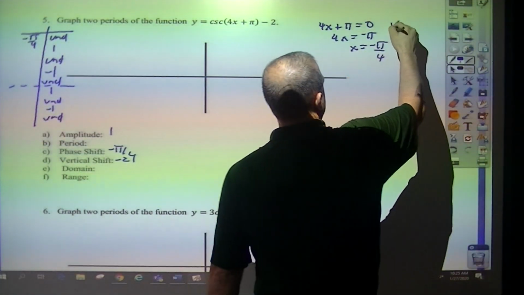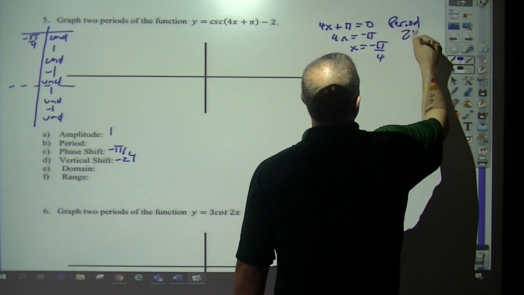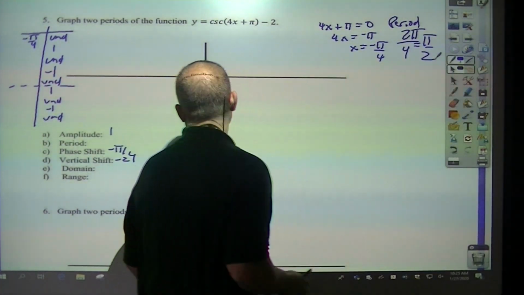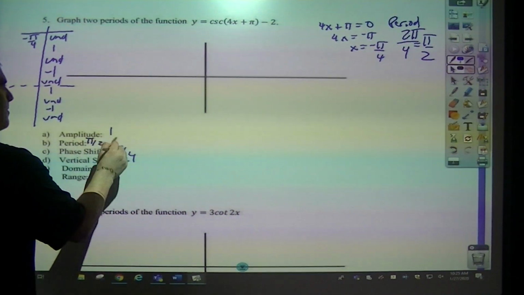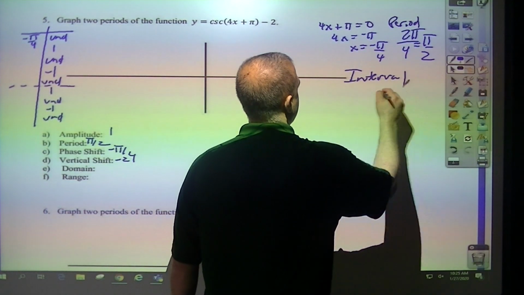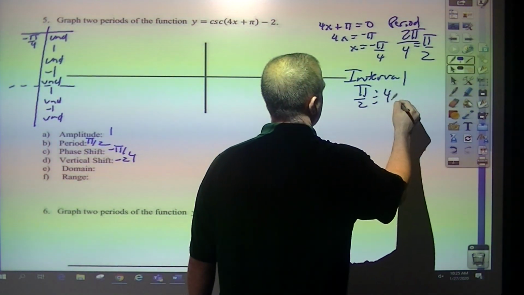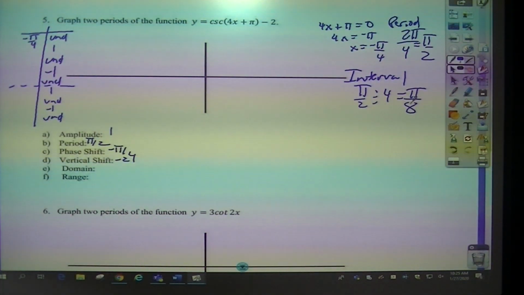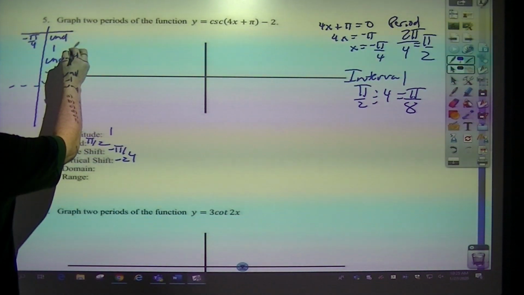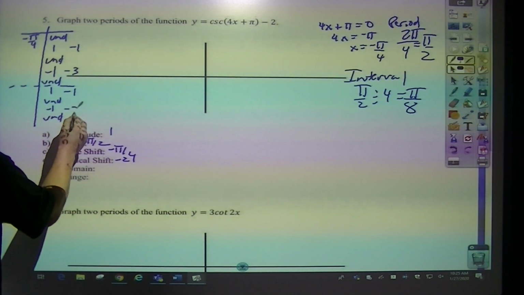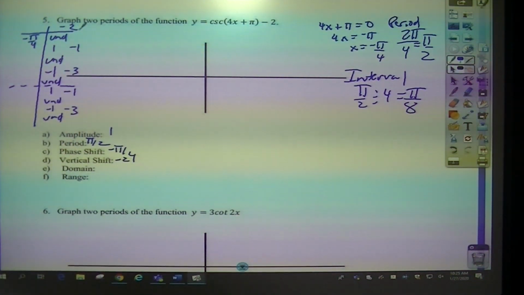My amplitude is 1, my vertical shift is negative 2. My period is 2 pi divided by the number in front of x, so in this case it's 4, which would be pi over 2. To get my interval, I take my pi over 2 and divide it by 4, which would be pi over 8. Okay? Before I get that, let's get the values in there. That might just be easier to do first. So now this will just be negative 1. This will be negative 3, negative 1, and negative 3, because I would just be subtracting 2. That's all I have to do on that.